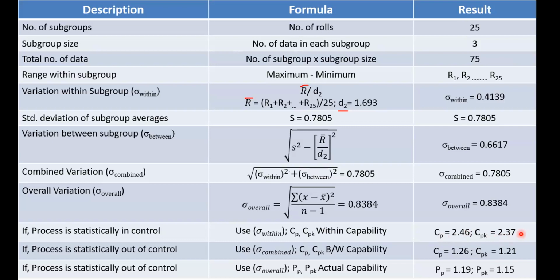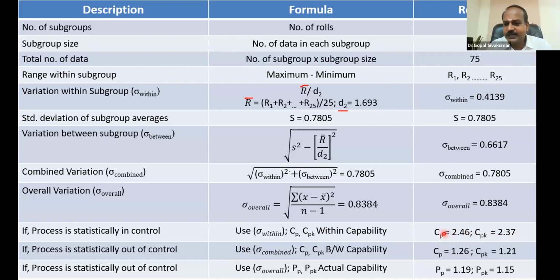No, I'm only asking you about capability, and CP and CPK are given. So when will you say your process is capable? What is the condition? You understood already. CP is more than 1, more than 1.67. We have taught you. 1.67 is the ideal.